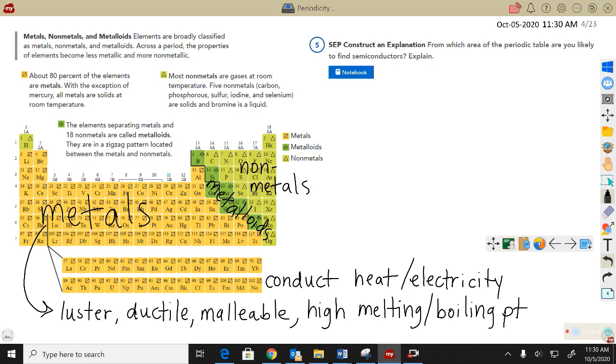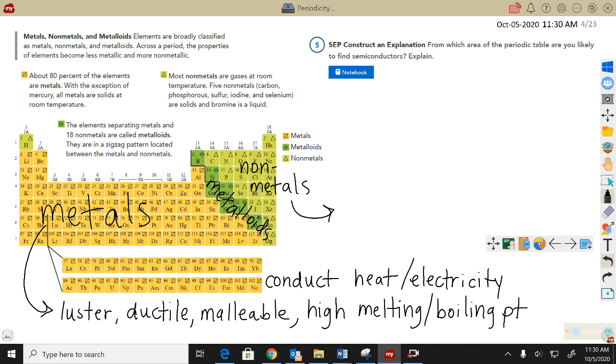The nonmetals, on the other hand, are often solids, but they could be gases. There's one liquid. Bromine is naturally a liquid. You've got your nitrogen, oxygen, fluorine, chlorine. Obviously your last group, helium, neon, argon, a lot of gases. Some of them are solids though, like your carbon, phosphorus, sulfur, selenium, iodine. Those are solids.